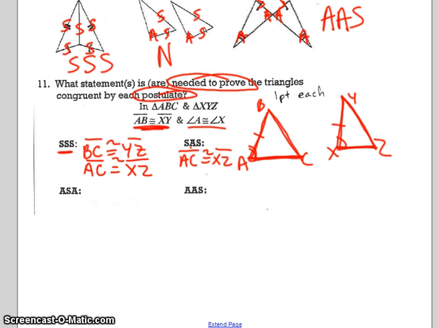Angle, side, angle. We have an angle and we have a side. We need one more angle. Remember that side needs to be included, so it has to be angle B. So we're going to say that angle B is congruent to angle Y. We would need to know that. And last one, angle, angle, side. Again, we know these angles, we know this side. That would be the reverse. We'd have to know that Z is congruent to C. So we have angle, angle, side.